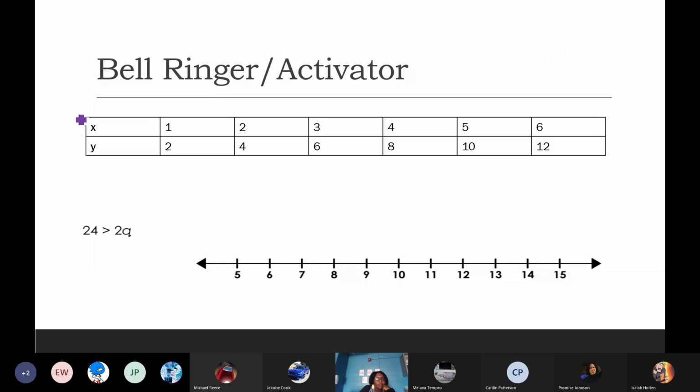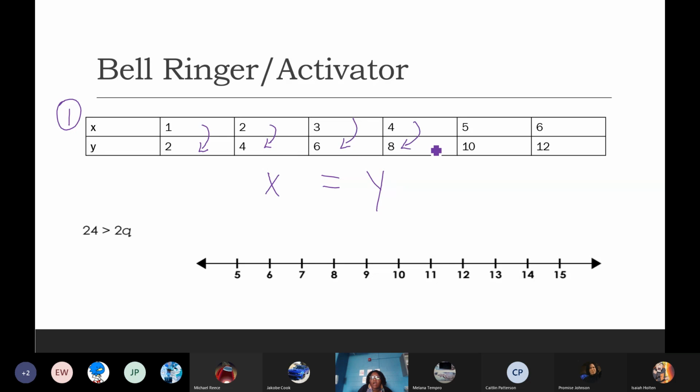With number one, I'm going to write a number one here. We want to write an XY equation. In other words, how does X get to Y? What pattern are we following?